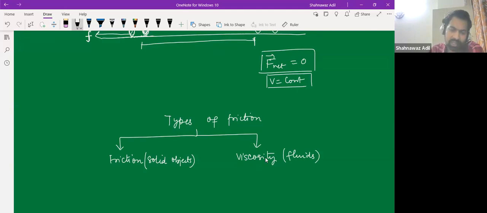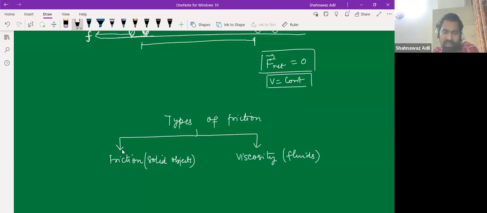In fluids, you have seen that whenever you put some object, let's say you are putting some object in water, or in oil, or in jelly, the object will go down in a different way in all these fluids. That is because they experience some opposing force. So this is the example of friction in fluids.